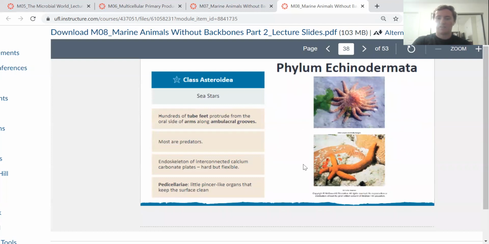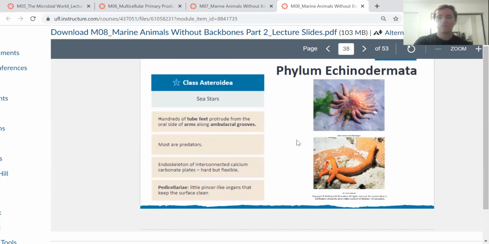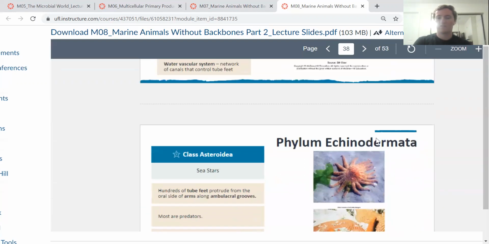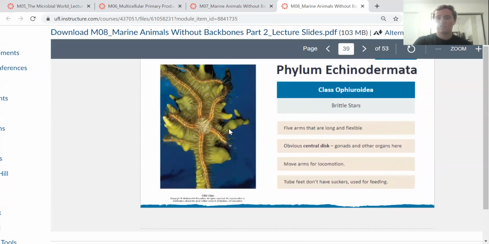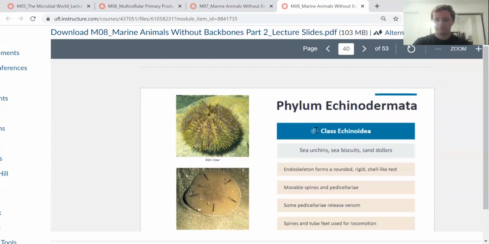Sea stars are in the class Asteroidea, which is really nice that sea stars and asteroids kind of get that space vibe. Sea stars are super important. Here is, I believe, the crown of thorns sea star. And so these are your typical example of what you'll see in the Echinodermata. Brittle stars are those long, feathery ones that have that central disc that is very easy to see, which you don't always see in sea stars.